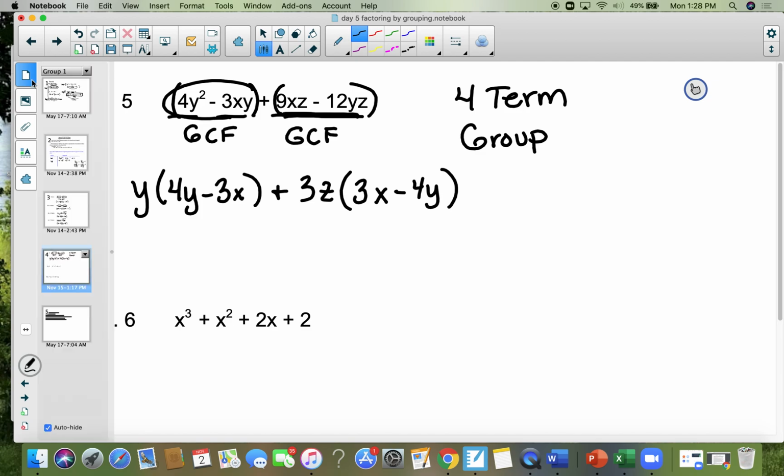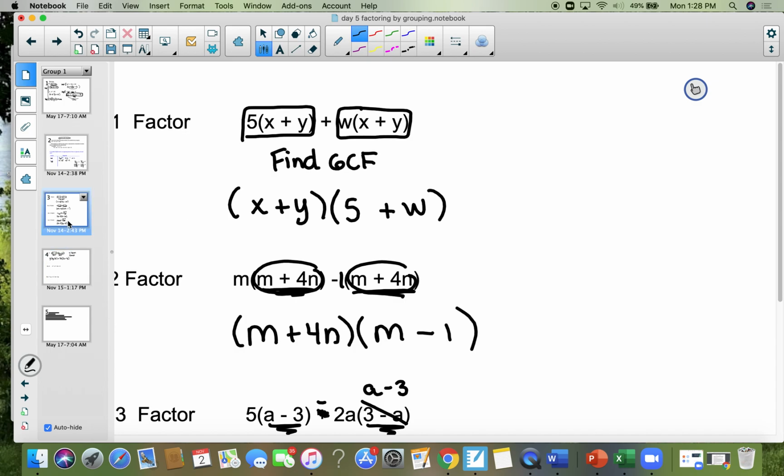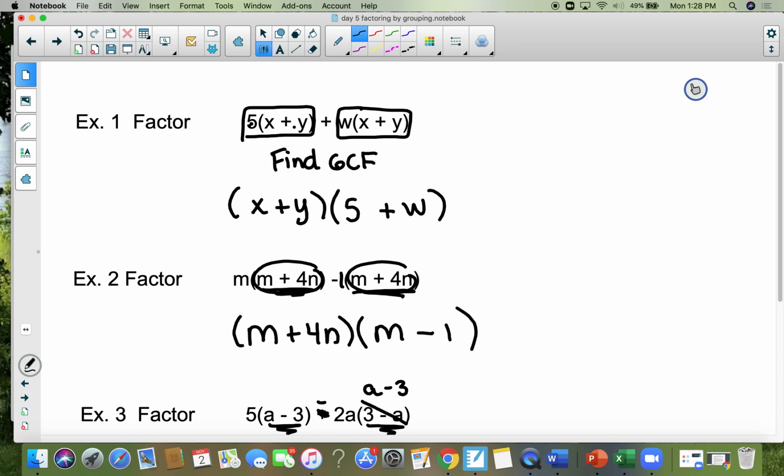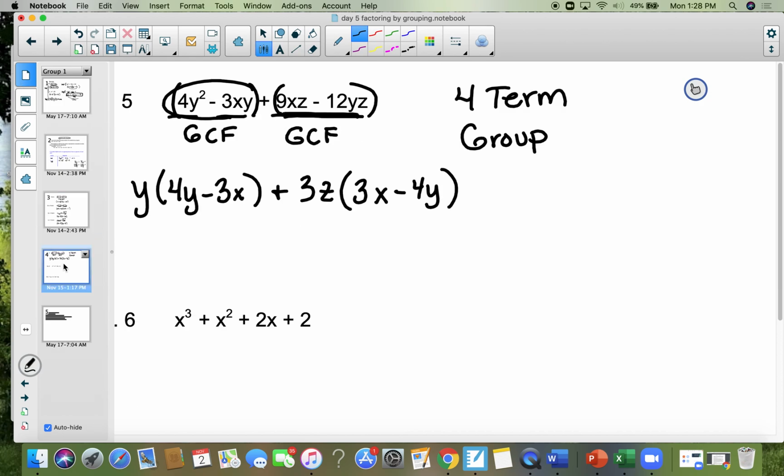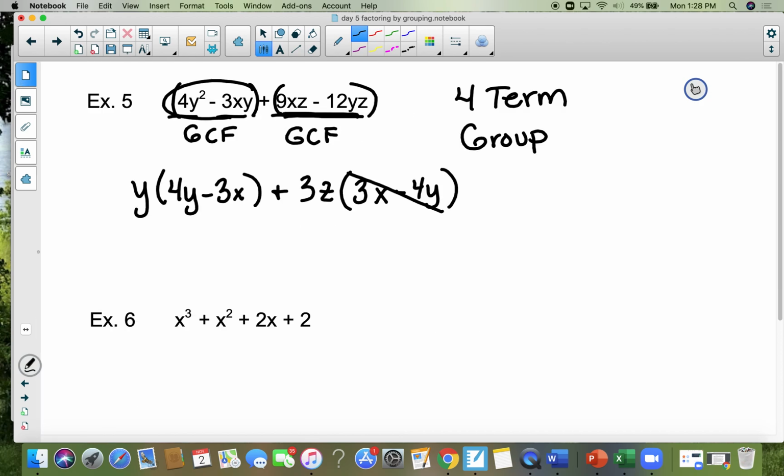It looks like it's right here. See, now you've got a number with the parentheses plus something with the parentheses. It's set up like that. This page is to do what we just did. I'm going to cross this out and make it look like the other one. And I'm going to change this to a negative.